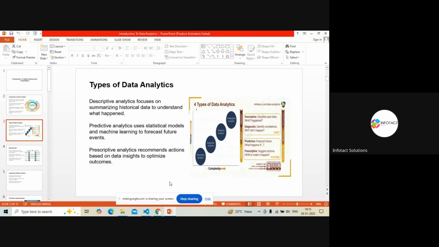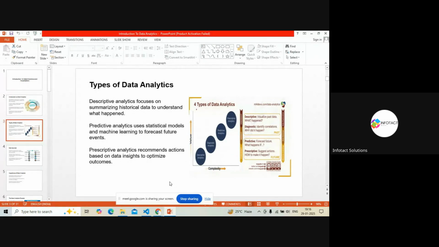Then the second term is diagnostic analytics. After descriptive, there is diagnostic. Diagnostic analytics helps identify the reason behind a past outcome by uncovering correlations and patterns, and it goes beyond descriptive analytics by analyzing the relationship between the variables.